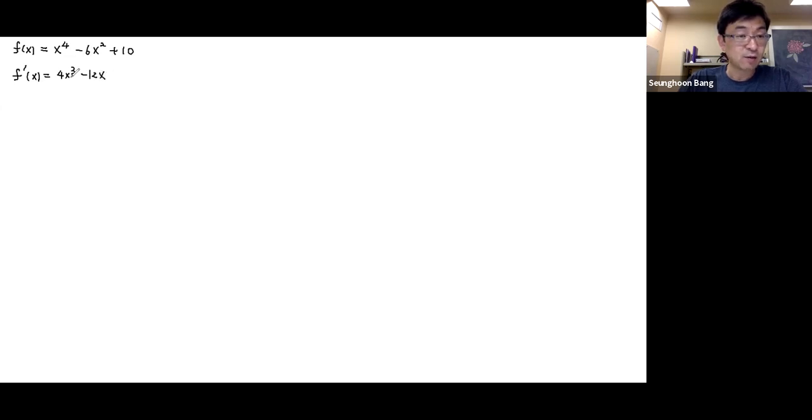Next, factor out 4x. We have x squared minus 3. Next, you need to find the critical numbers: the first derivative equal to 0, or the first derivative does not exist.